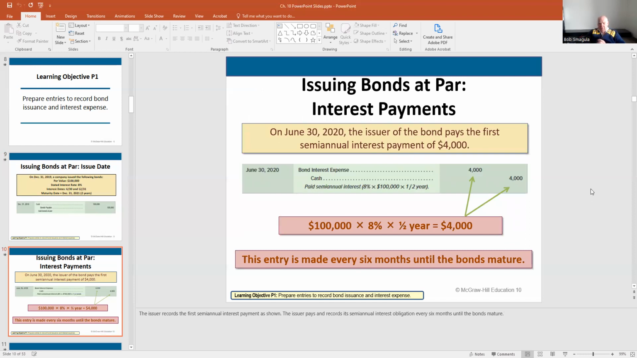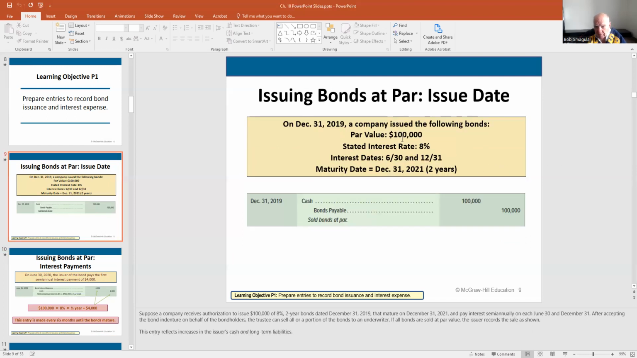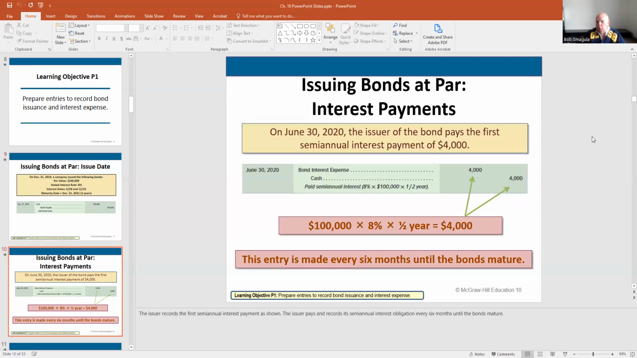Let's talk about the interest payments, okay? The issuer of the bond pays the first semi-annual interest payment of $4,000, okay? This is an 8% bond. They're telling us right here, an 8% bond with semi-annual, or twice a year, every 6 months, payments. So 100,000 times 8% is 8,000, times a half a year is the 4,000. We cut it in half because we're going to make 2 payments.